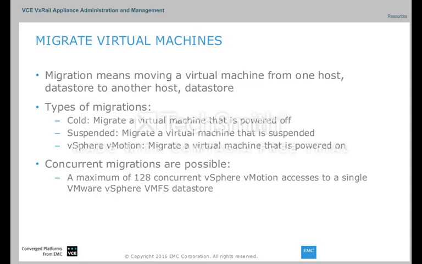Migration means moving a virtual machine from one host to another. There are 3 types of migration. Cold, migrate a virtual machine that is powered off. Suspended, migrate a virtual machine that is suspended, and vMotion, migrate a virtual machine that is powered on. 128 concurrent migrations are possible to the same VMware vSphere data store.